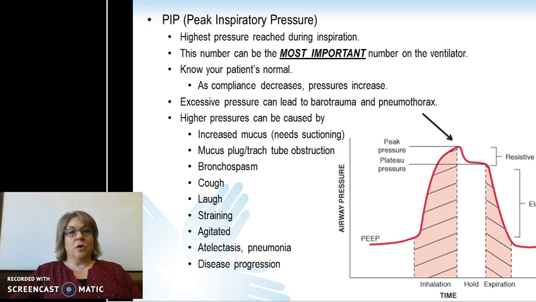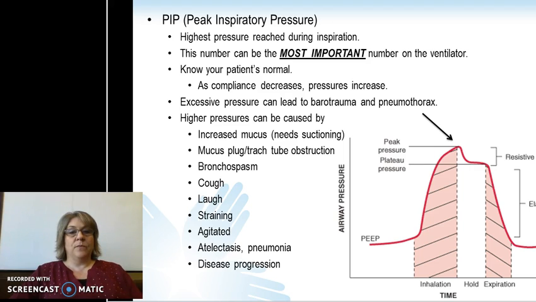Peak inspiratory pressure, or PIP, is the highest pressure reached during inspiration. This number can be the most important number on a ventilator, so you want to know your patient's normal. As compliance decreases, the pressures are going to increase. For example, I had a patient whose normal peak inspiratory pressure was between 14 and 19. It will vary on each individual patient as their disease processes and lungs are all different. Because I knew her normal was between 14 and 19, I could tell if her lungs were becoming more non-compliant.